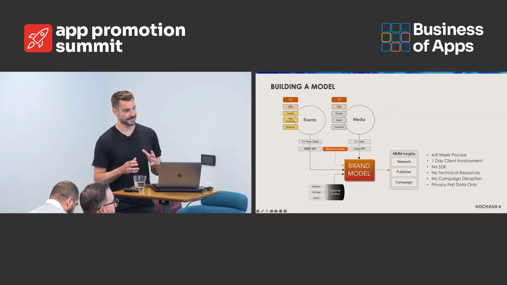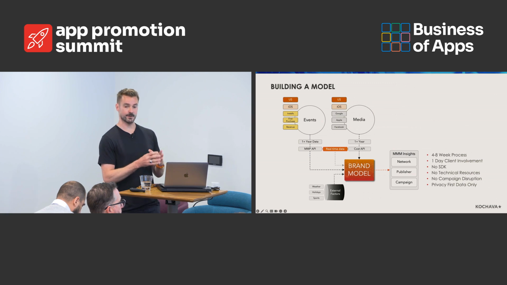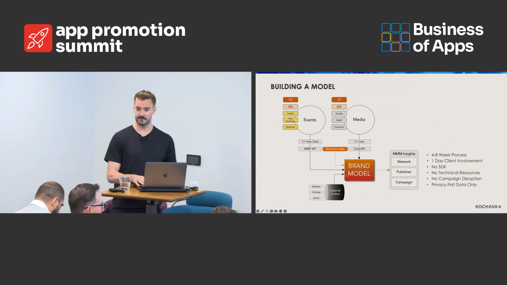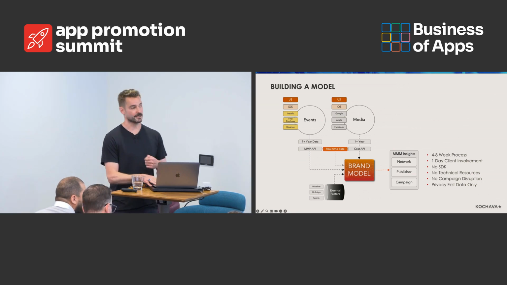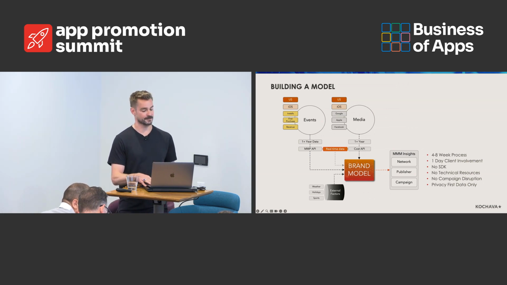The whole process takes about 4 to 8 weeks to build a model. Your involvement is very little. We do all of the heavy lifting, and that would be the same for any MMM service provider as well. So we just need access to the data. There's no SDK involved. There's no technical resources on your side, and there's no campaign disruption. And it only uses privacy first data as well. So there's no issues around privacy policies. It also means that it's future proof. So when Google Sandbox does eventually come out and there's more signal loss from last touch attribution, this is future proof against those evolving privacy policy changes.